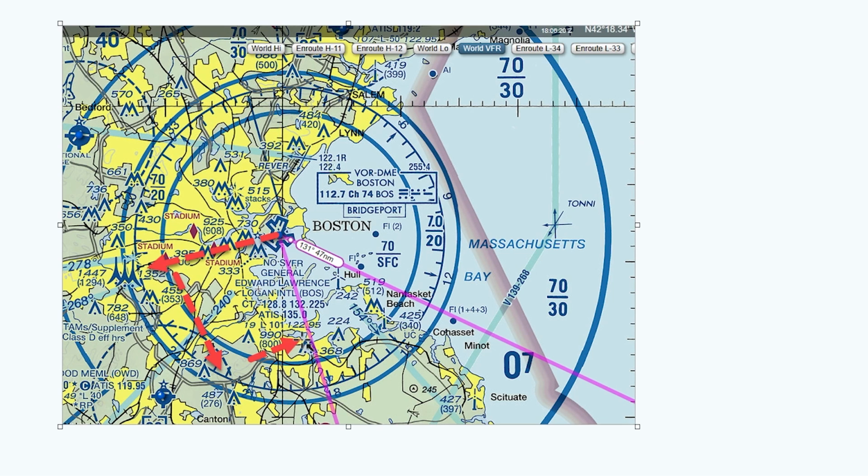And then east, because we want to be able to pick up the 131 radial on the Boston VOR and then track that all the way down to the Cape Marconi VOR. So that's basically what we're going to do there.